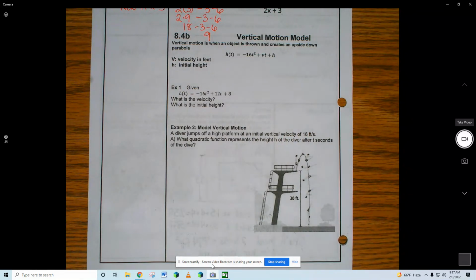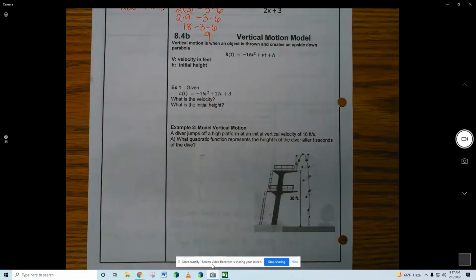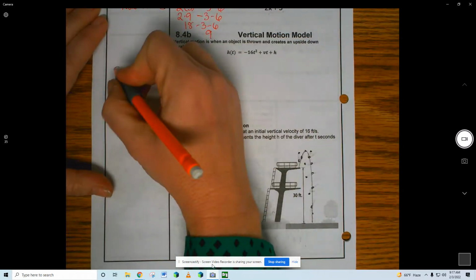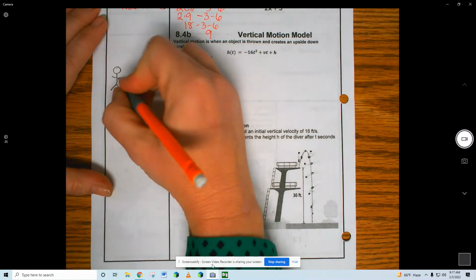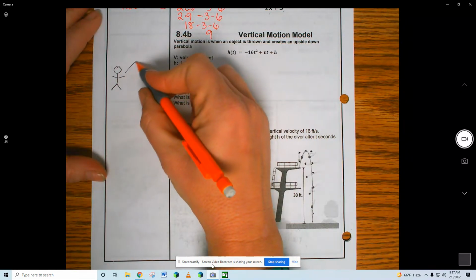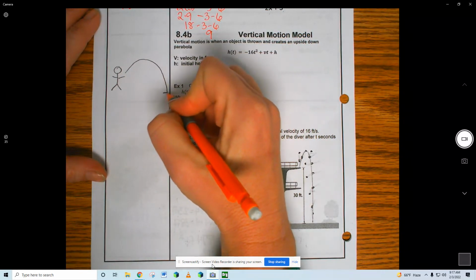Hi, we are on 8.4b. 8.4b talks about vertical motion, throwing something. So I'm going to be throwing something from a certain height, even if it's just my shoulder, up into the air, and then it's going to land on the ground, right?